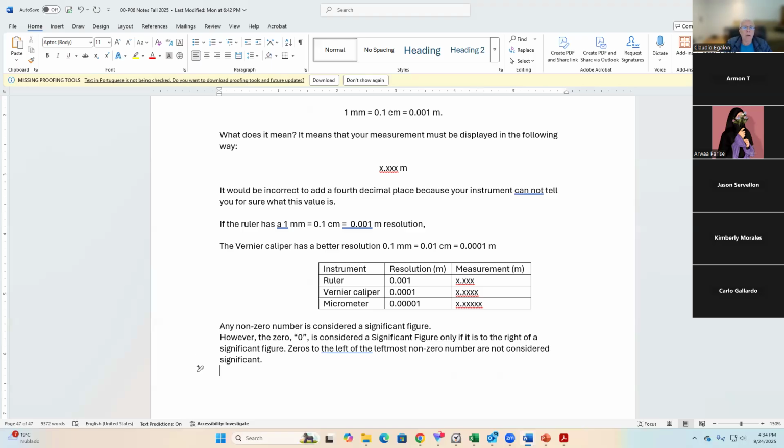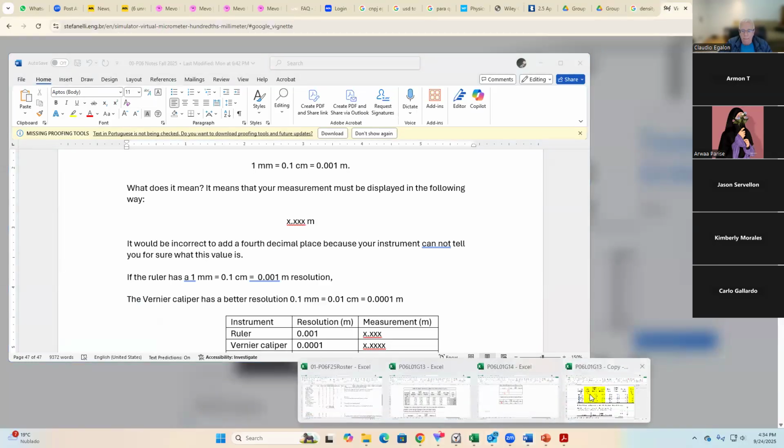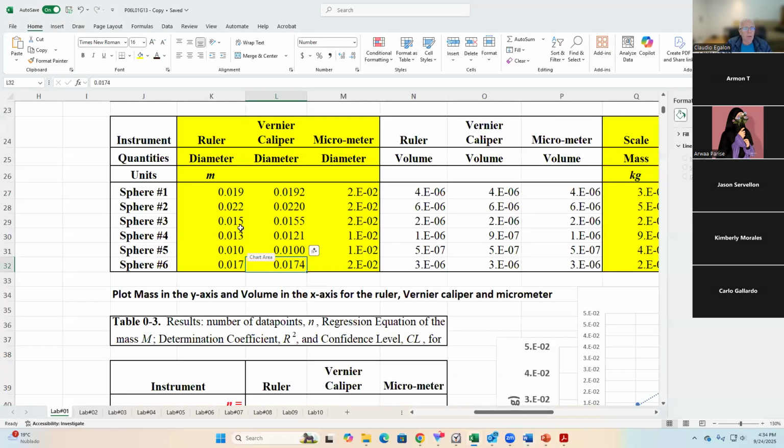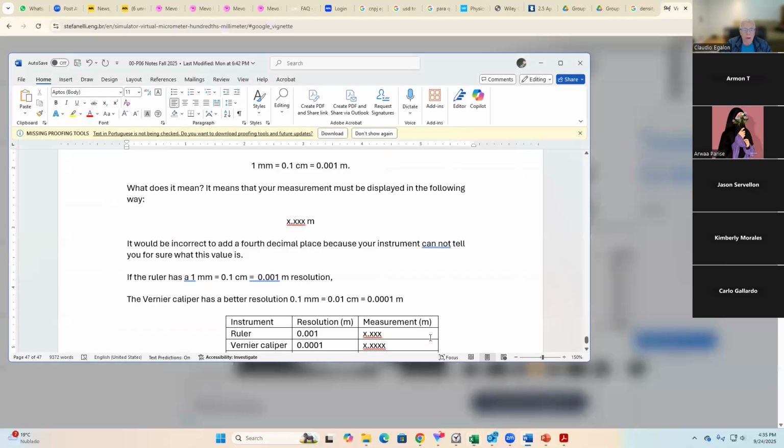Now we can play a little bit with this one here. How many significant digits do we have here? I want you to think about that. Remember what I said: zeros to the left of the leftmost non-zero number are not significant. So here you go. Examples.